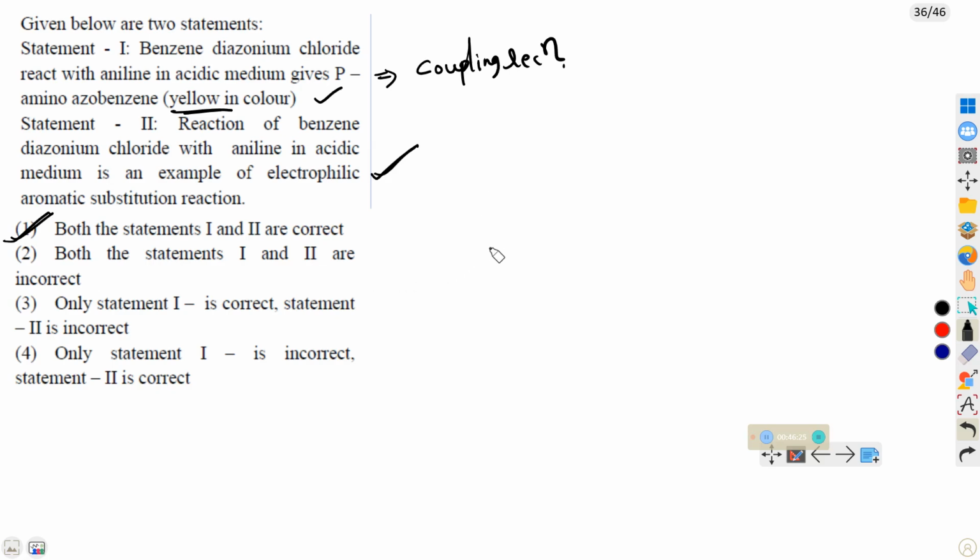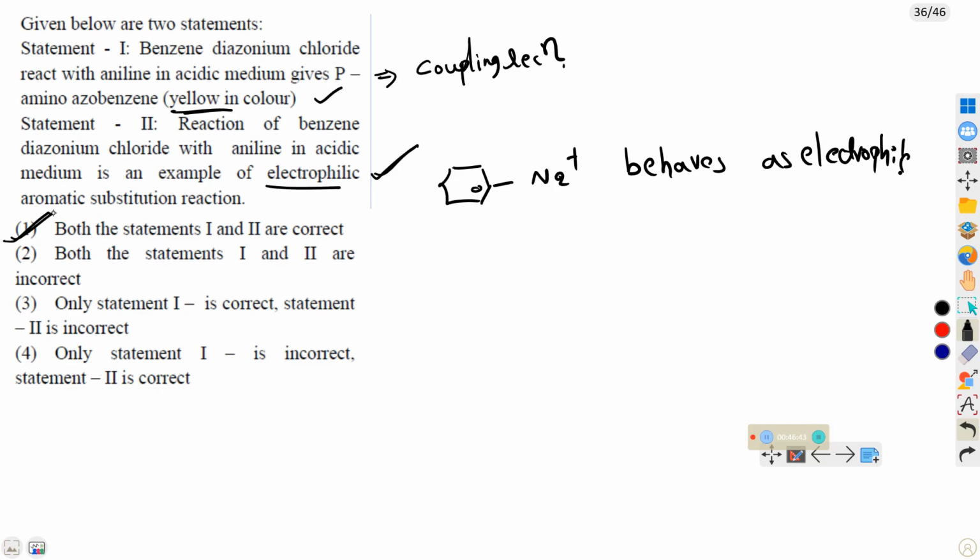Because here C6H5N2+ behaves as an electrophile. That's the reason it undergoes electrophilic aromatic substitution.